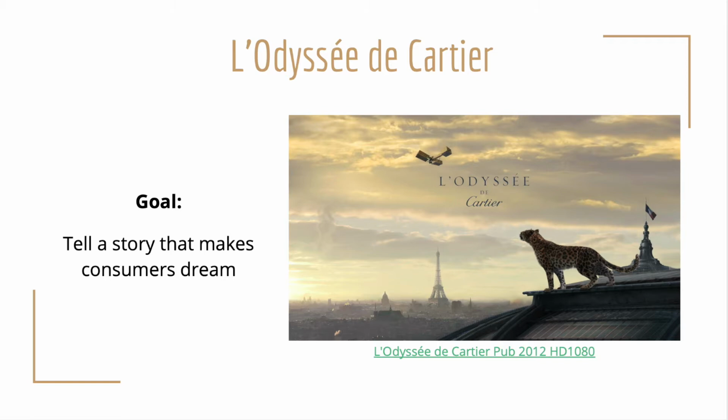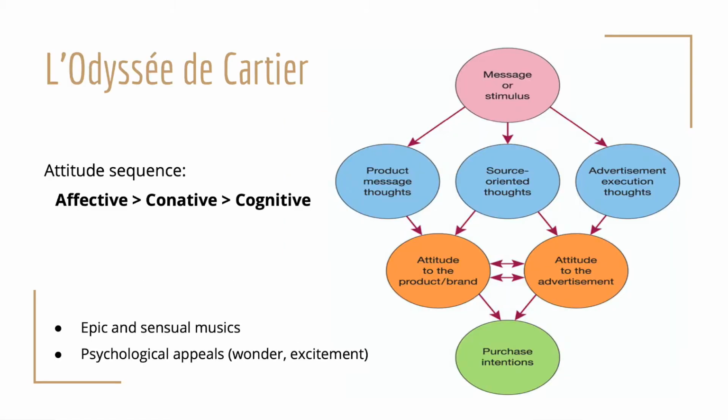So now let's analyze the cognitive information processing of l'Odyssée de Cartier. First, keep in mind that the objective of this ad was to tell a story that makes consumers dream. So regarding this, we can highlight two key elements. First, the differentiation of Cartier through this ad, because there is no slogan or specific products. The ad is dedicated to the brand itself. And then, thanks to the differentiation, Cartier deeply reinforces its history, prestige, and values.